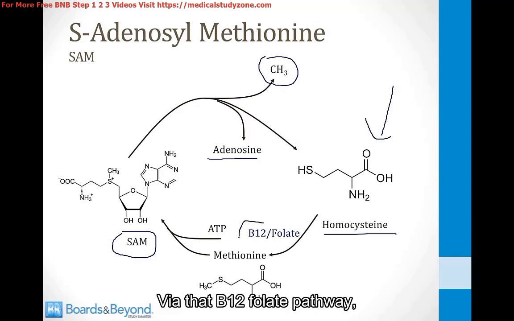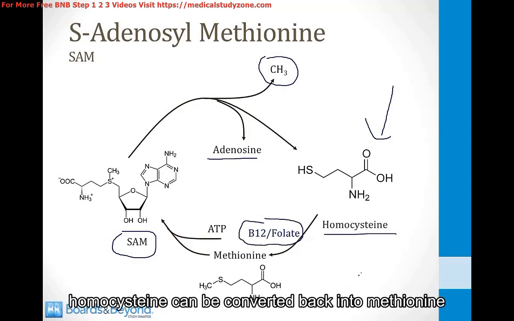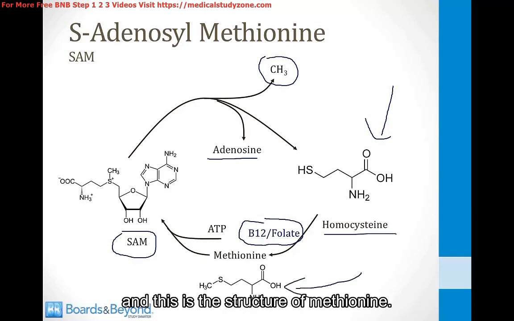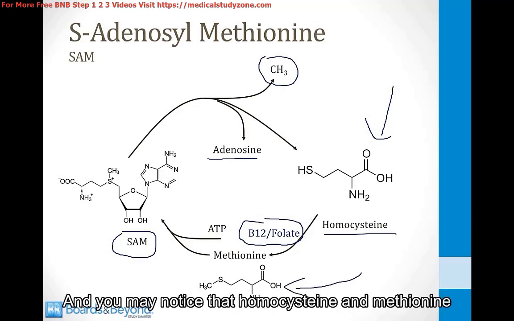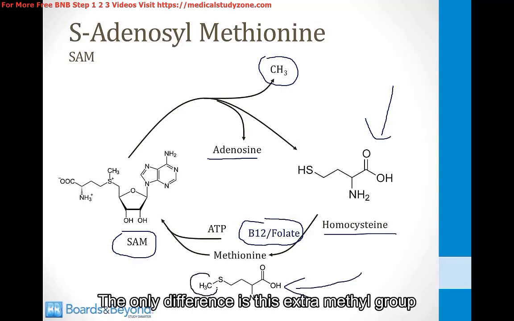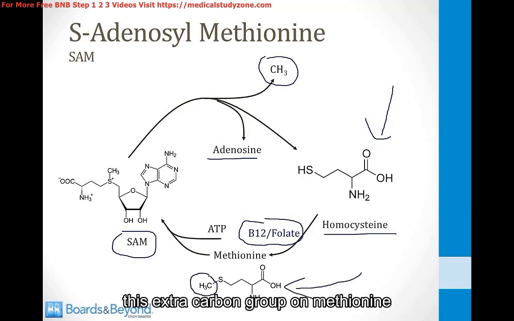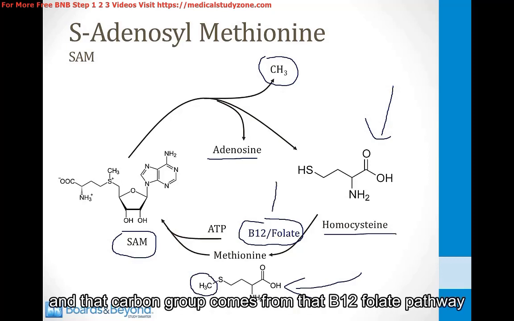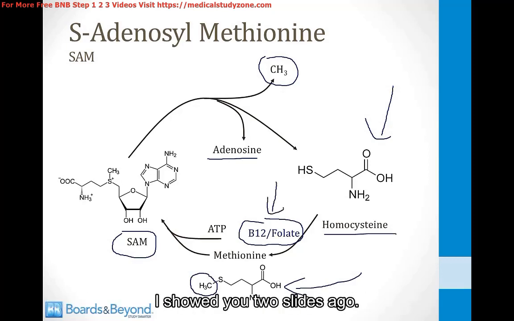Via that B12 folate pathway I showed you a few slides ago, homocysteine can be converted back into methionine, and this is the structure of methionine. And you may notice that homocysteine and methionine have almost the same chemical structure. The only difference is this extra methyl group, this extra carbon group on methionine, and that carbon group comes from that B12 folate pathway I showed you 2 slides ago.